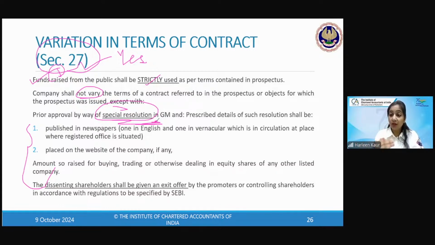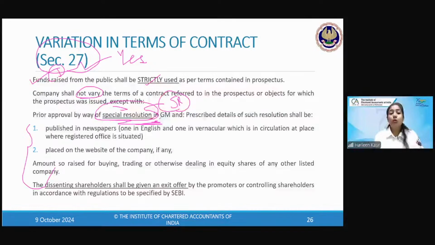Now, children, here you will understand, shareholders have already invested their money. So don't you think we have to take their permission if we are making any changes? That is why SR is required in case of any variation to be brought in the prospectus. SR needs to be passed, because special resolution means a majority of the shareholders will say yes, then only such a change can take place in the prospectus.